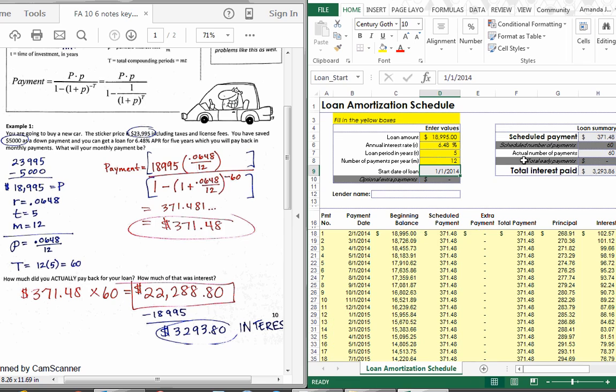And when I hit enter there, over here at the side, I'm going to see there's my $371.48 as a payment. It's telling me that I'm scheduled to make 60 payments, and I actually do make 60 payments, and then the total interest paid is $3,293.86. Now you'll see we're off by 6 cents here, but that's not a real big deal.